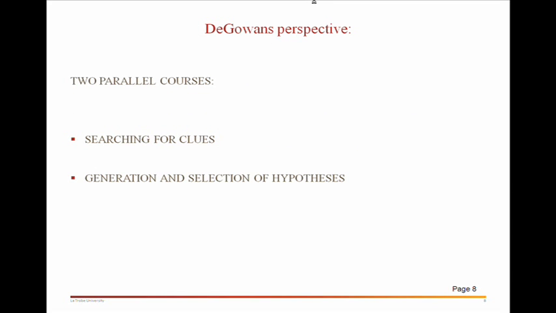Well, there are two ways perhaps of considering how to go about determining the clues, which thought process to put in place in order to use all of the bits and pieces you've garnered through the medical history, and how to come up with a final decision. The two parallel courses may be searching for clues and the generation and selection of hypotheses. And we'll work through these.